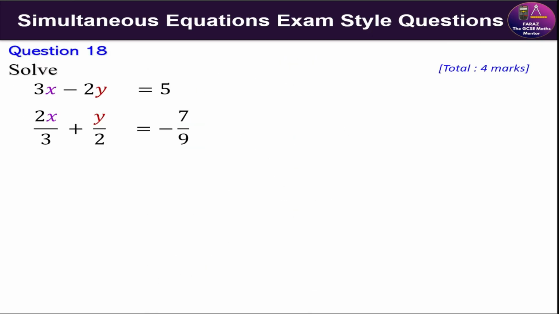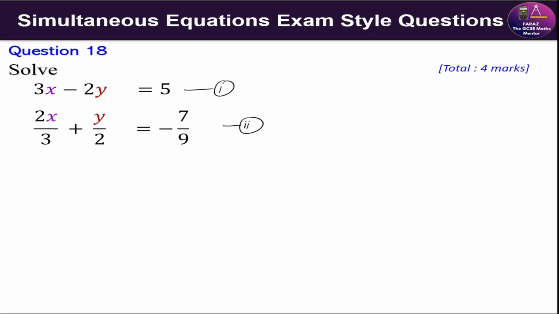Question number 18. 3x minus 2y equals 5. This one is equation number 1. That is equation number 2 there. Okay, so now to do it by elimination method, and this is an exam style question. So to solve it by using the elimination method, we have to make the coefficient same. Now it is your choice. You can make x coefficient same or you can make y's coefficient same. So let's make the y coefficient same.